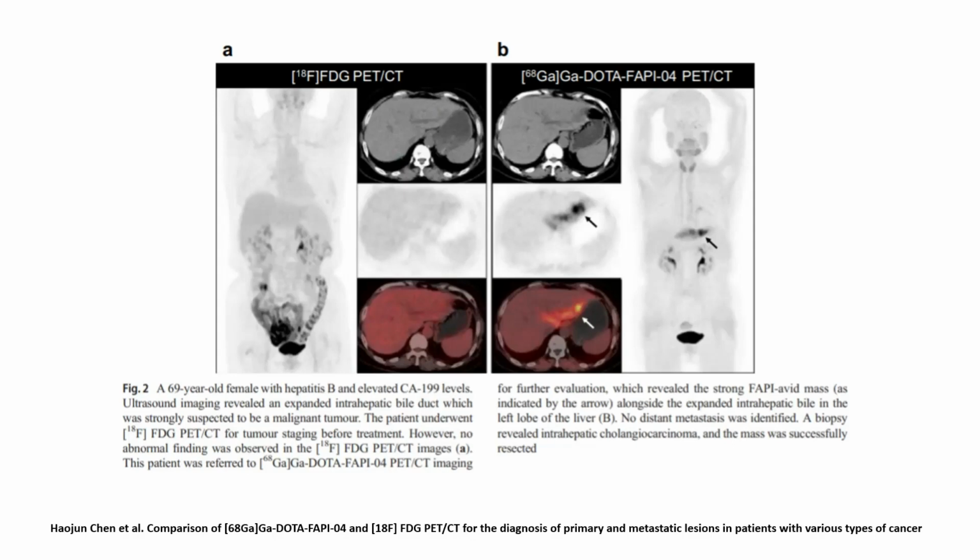And that's a patient who had hepatitis B with elevated CA 19-9 levels. Based on the ultrasound findings, the patient has an expanded intrahepatic bile duct.